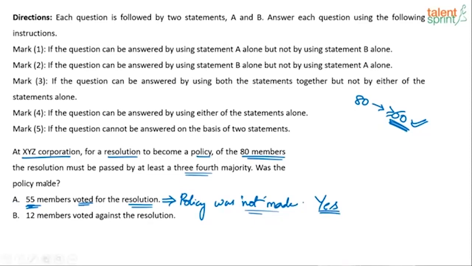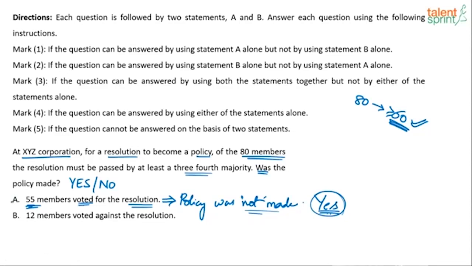Why? It is a 'was' type of question. Was the policy made? Answer can be yes or answer can be no. Policy was not made. No is the answer. Was the policy made? No. But yes, statement A is sufficient. Are you able to follow? I am able to say no because of statement A.